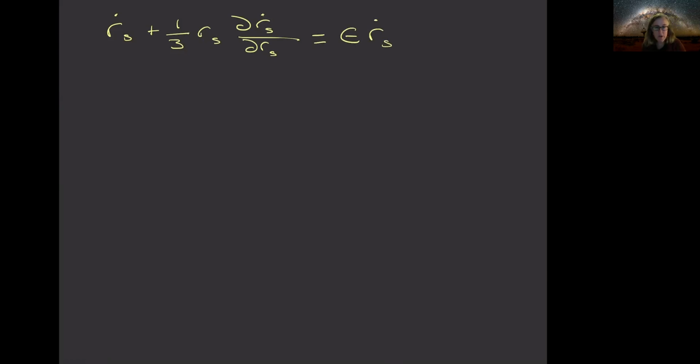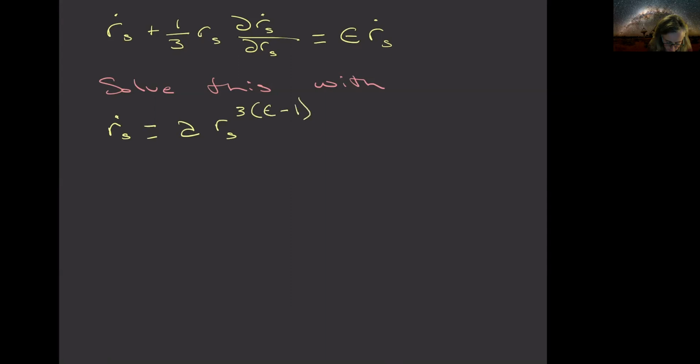And this equation can be solved with a relatively simple function. So we can solve the partial differential equation, and we solve this with the equation rs dot is equal to A, which is some constant, times rs to the power 3 times epsilon minus 1. Okay, so that's a pretty big result. So where can we go from there?